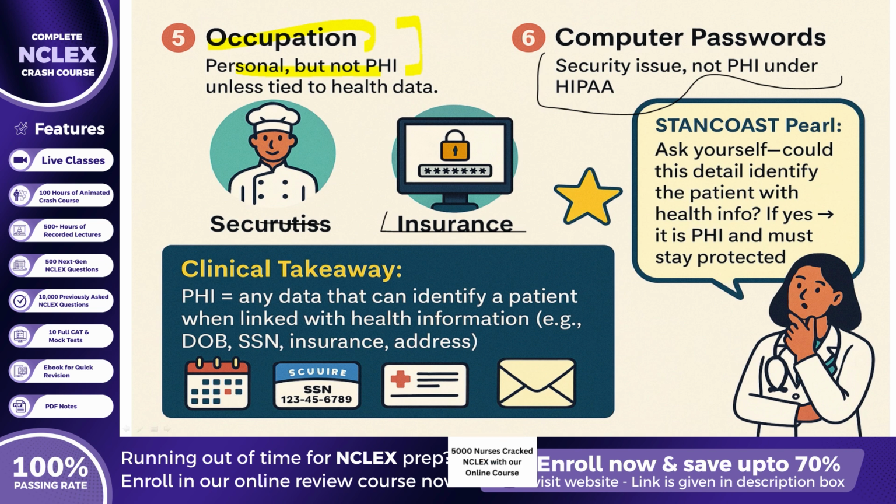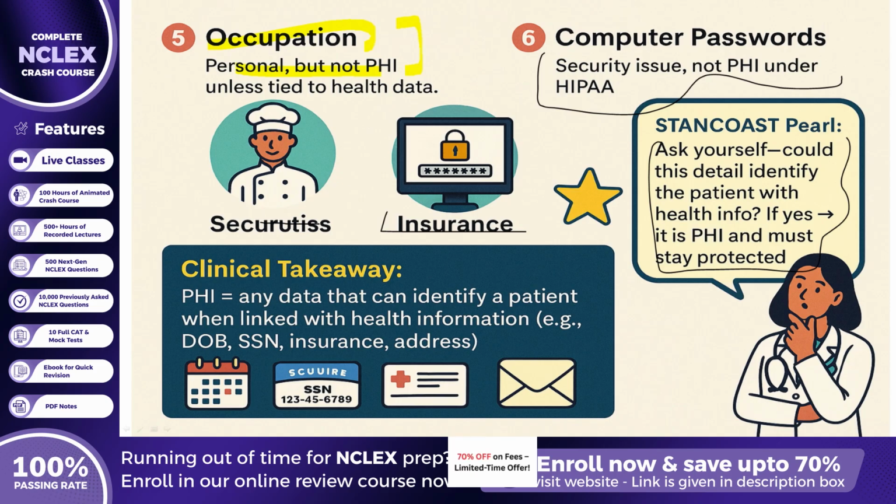The key clinical takeaway is this. HIPAA safeguards identifiable health information, which includes demographic details like date of birth and address, unique identifiers such as social security numbers, and financial data like insurance records. Nurses must never disclose such information unless the patient has provided explicit authorization. And here is your NCLEX memory tip. Always ask yourself, can this piece of information identify the patient if combined with health data? If the answer is yes, it qualifies as PHI and must be protected under HIPAA.